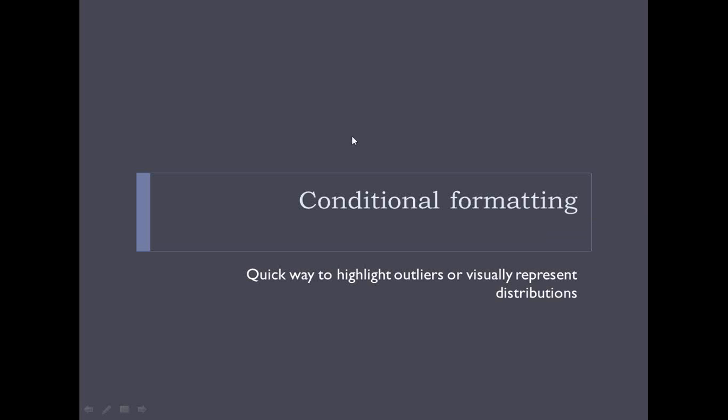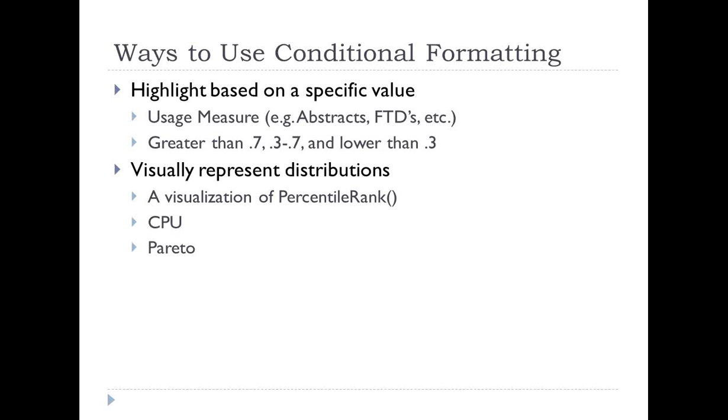Okay, so now I'm going to talk about a way to make, it's not really a function, it's a feature of Excel. And conditional formatting, you may already be using this. I only recently started using it the last year or two. And I found it to be a very nice way to highlight outliers and visually represent distributions. You can highlight a specific value, such as text, as in the word abstracts is green and FTDs is blue, and etc. Or you can highlight based on a certain value.